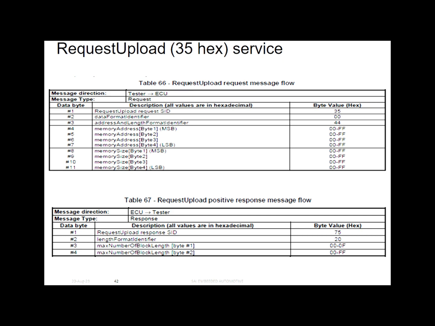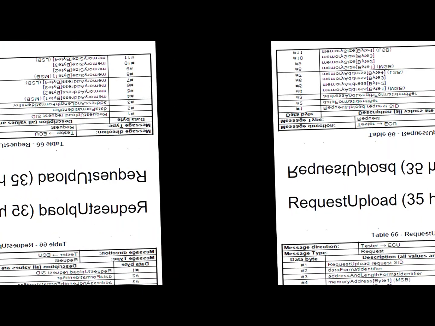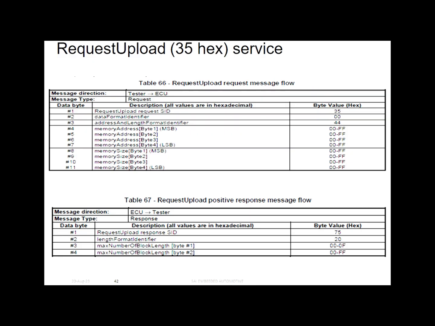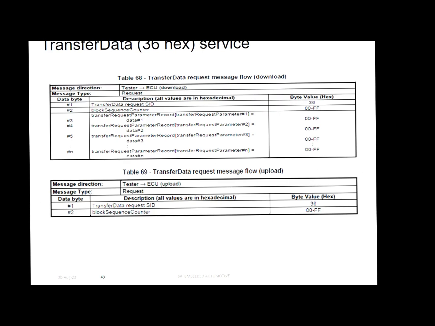So request download server response service ID, and the respective data format identifiers we have, and address and length format identifiers we have, and memory address, memory size also we have. And for the 34 service ID, we have respective NRCs it will support, like 13 incorrect message length or invalid format, 22 condition not correct, 31 request out of range, 33 security access denied, 70 upload download not accepted.